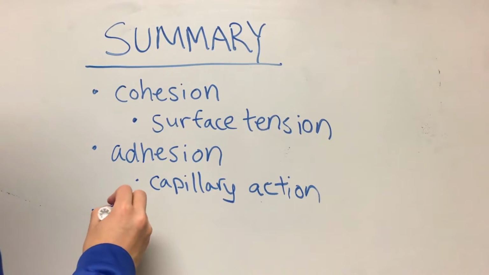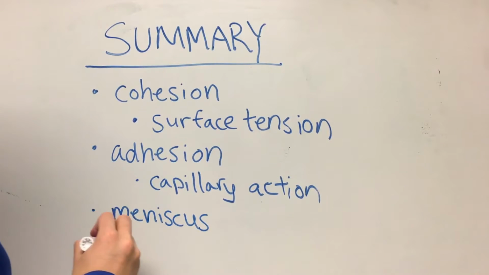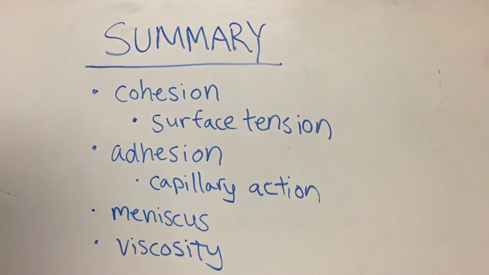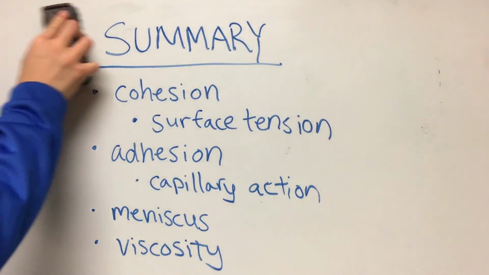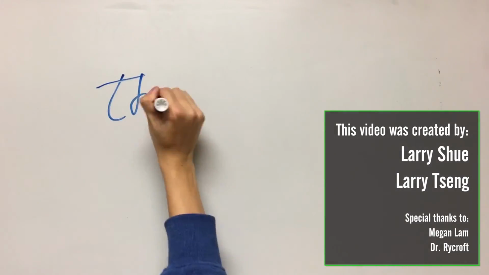Meniscuses, or the curvature of liquids at the surface, are either concave or convex, depending on whether the cohesive or adhesive forces are greater. Finally, viscosity is the resistance to flow that a liquid experiences. Remember that these forces are all the result of intermolecular forces. This wraps up section 11.3.